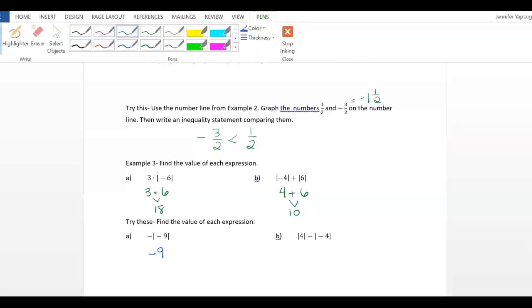And then for part B, I'm going to take the absolute value of 4, which is 4, and again the absolute value of -4, which is +4, and I'm going to subtract the 2, so I get an answer of 0.